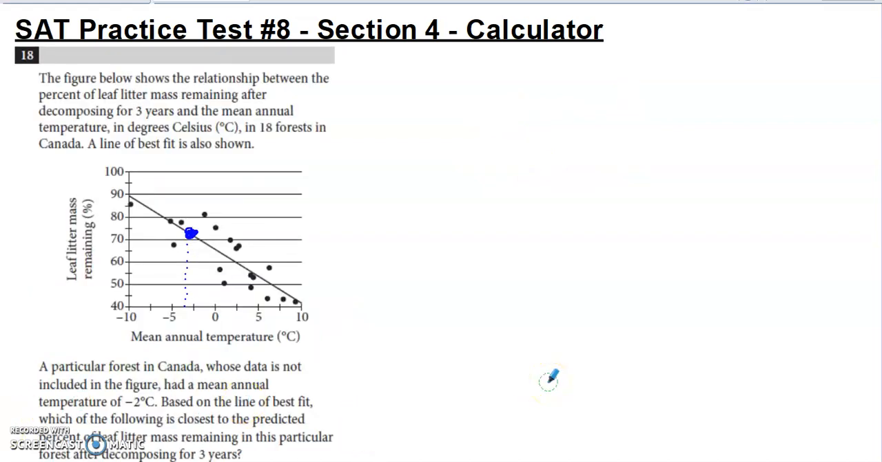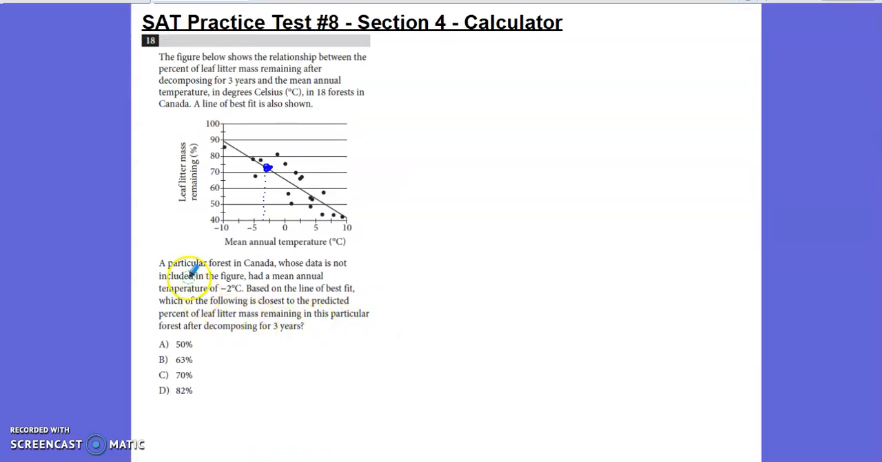Last question that we'll talk about within this video gives us a scatter plot here. If we look at the scatter plot before we even try to really read anything else, we've got leaf litter mass remaining as a percentage plotted on the y-axis, and the mean annual temperature plotted in degrees Celsius on the x-axis. It tells us that this figure shows the relationship between the percent of leaf litter remaining after it's been decomposing for 3 years and the average temperature in 18 forests across Canada.